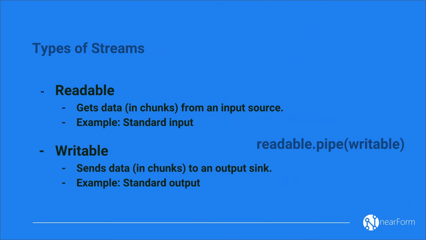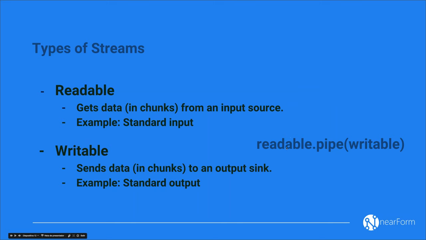The first one is the readable stream. As the name says, it's a stream used to read things. So for example, the standard input is a readable stream, which will do no other thing than just getting data in chunks from an input source, which in this case will be the standard input, a file, a socket, anything. On the right side of the slide, you can see the signature that Matteo has shown before, which is readable.pipe(writable). And that has a lot of meaning because the pipe method is only present on readable, duplex, and transform streams. Writable streams don't have the pipe method.